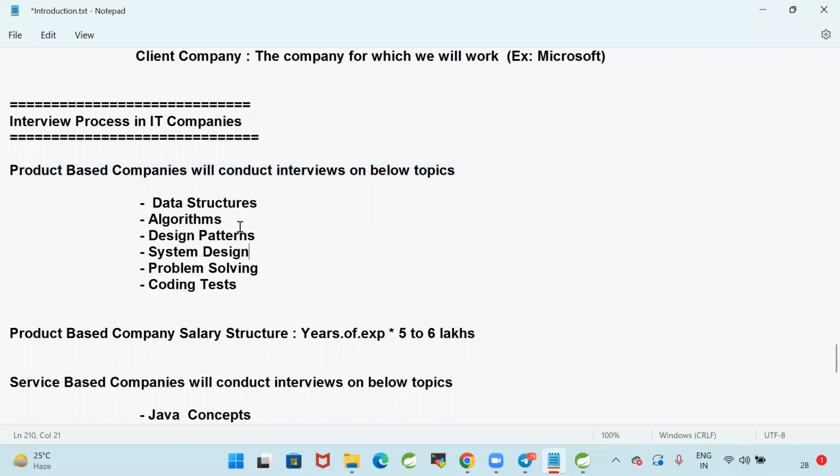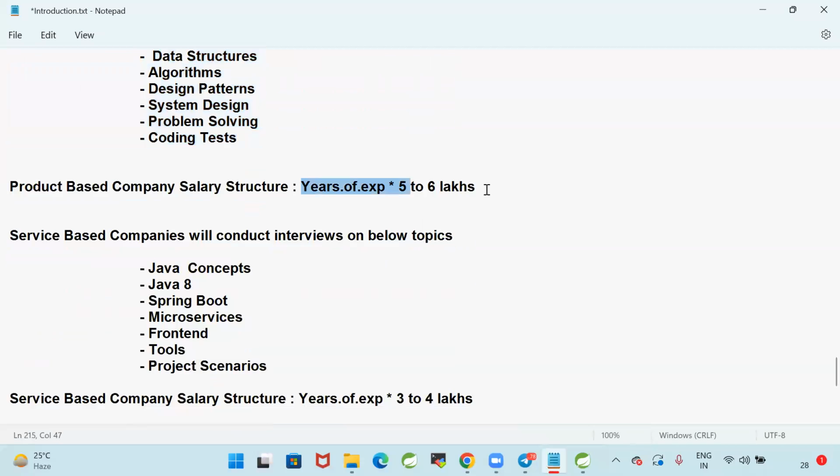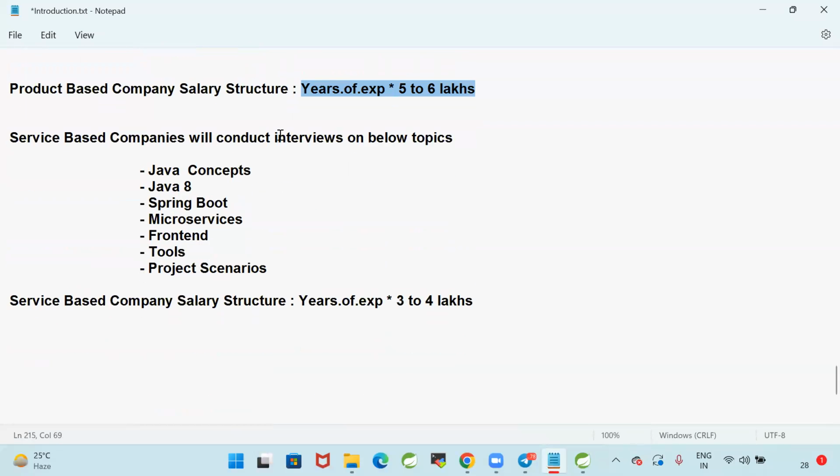Product-based companies will conduct interviews on the below topics. Product-based companies' salary structure will be like this. Service-based companies will conduct interviews on the below topics. Service-based companies' salary structure will be like this.